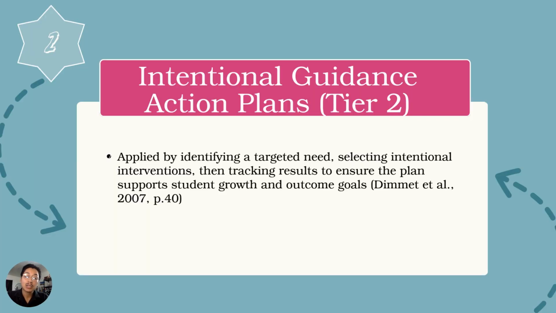Now the second one is the intentional guidance action plan. So this is more so the intentional targeted practice. So it's applied by identifying a targeted need, selecting intentional interventions, then tracking results to ensure the plan supports student growth and outcome goals. So for example, a school counselor may create an intentional guidance action plan for students failing 2 or more classes. So I believe this was an example shared in the appendix, one of the templates shared that. So it's just a more intentional action, and it's more remedial than preventative, but it helps support students in a certain subgroup. So we'll go more into detail about what it is.